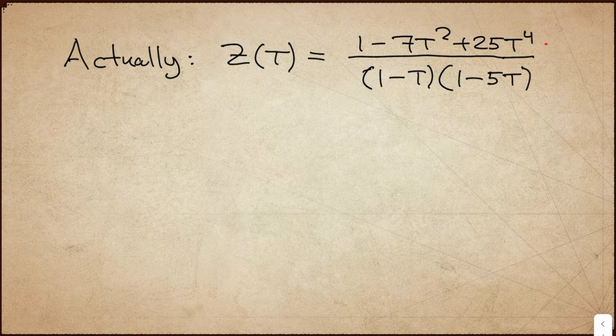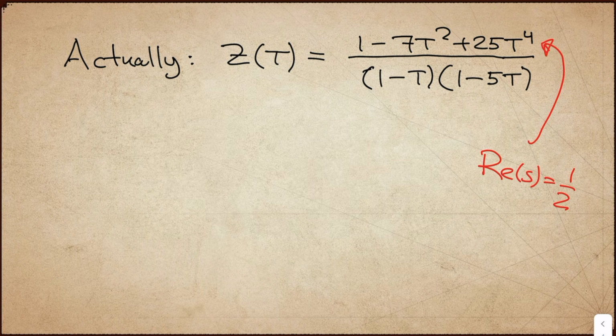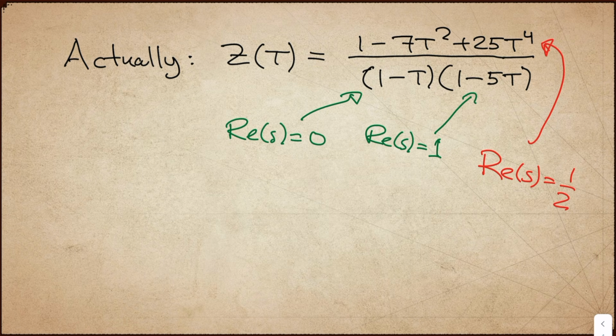Another minor comment is that for the polynomial, we did get real part of s equals 1/2. For this factor, you get real part of s equals 0, and here you get real part of s equals 1. In general, these would always be integers or half integers, and we say that the factors have different weight.